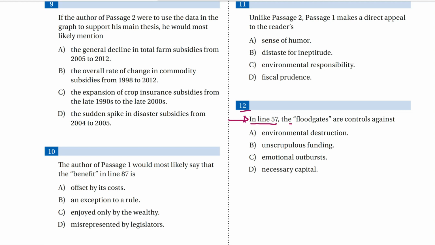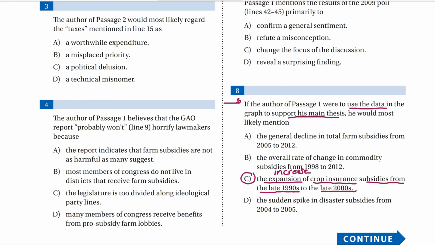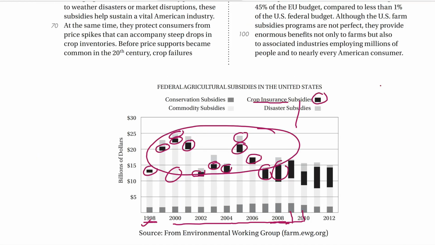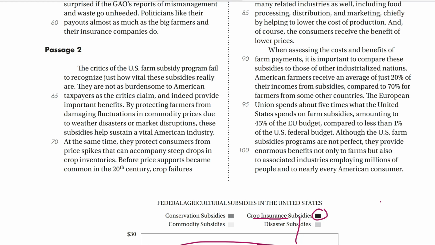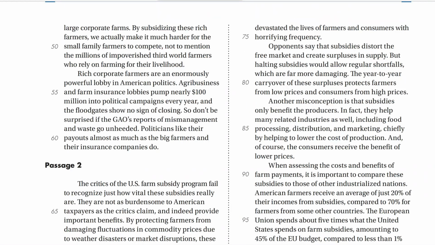Then let us go to question number 12. In line 57, the floodgates. You remember the floodgates are controls against what? Let us go to 57. We're talking about politicians and the lobbying. You remember when we said that the subsidies, the money granted to the farmers, went to only what? Rich corporate farmers, who are an enormously powerful lobby in American politics. Agribusiness and the farm insurance lobby pump nearly $100 million into political campaigns every year. And the floodgates show no sign of closing.